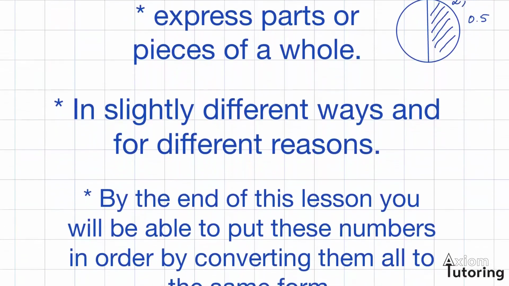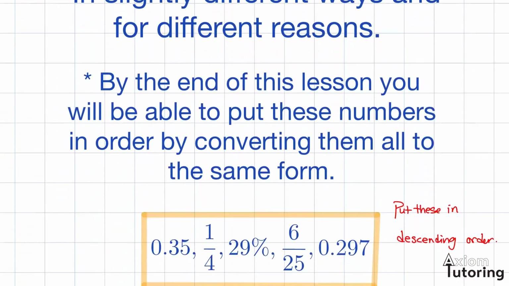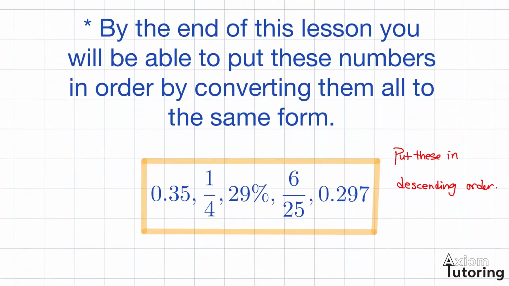reasons. By the end of this lesson, you'll be able to put these numbers in order by converting them all to the same form. So if you have a list of numbers like 0.35, 1 over 4, 29%, etc., you'll be able to find out which of these is the greatest, which of these is the least, and to put them in order. The first thing that you have to be able to do in order to do this is to convert them all to the same form.